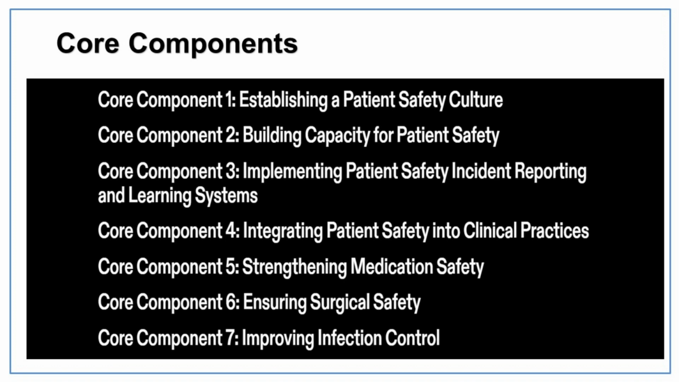The 7 core components that we're going to discuss are: number 1, establishing a culture of patient safety; number 2, building capacity for patient safety; number 3, implementing patient safety incident reporting and learning systems; number 4, integrating patient safety into clinical practices; number 5, strengthening medication safety; number 6, ensuring surgical safety; and the last one will be improving infection control.